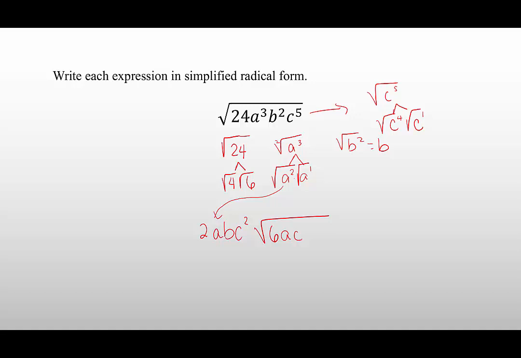So we would say it's 2 times a times b times c squared times the square root of 6ac, what was left under the radical. And that would be our final simplified answer.